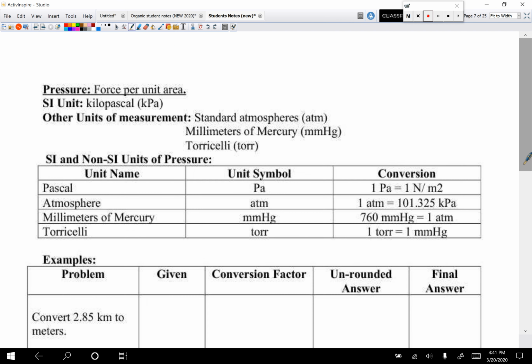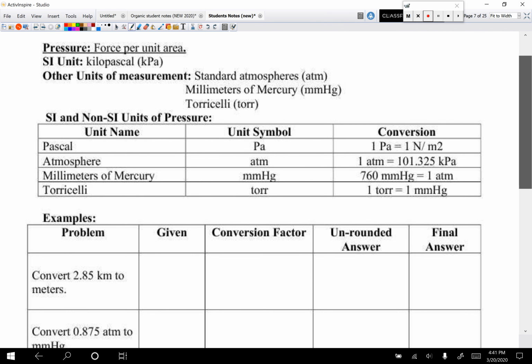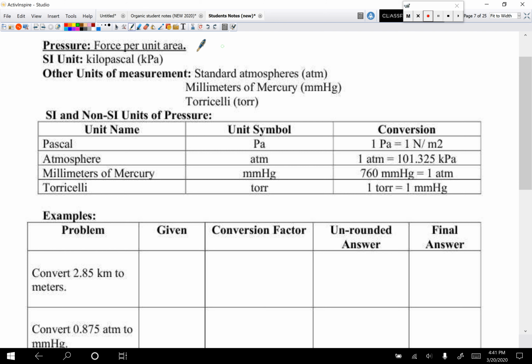Of course, because we're going to be dealing with pressure, and this is the gas unit, pressure is just a force per unit area. The SI unit that we normally use is kilopascal, kPa. There are a bunch of other ones: atmospheres, ATM; millimeters of mercury, mmHg, so mm is millimeters and Hg is mercury; and a torricelli or a torr. This one isn't really standard, but it's still used.